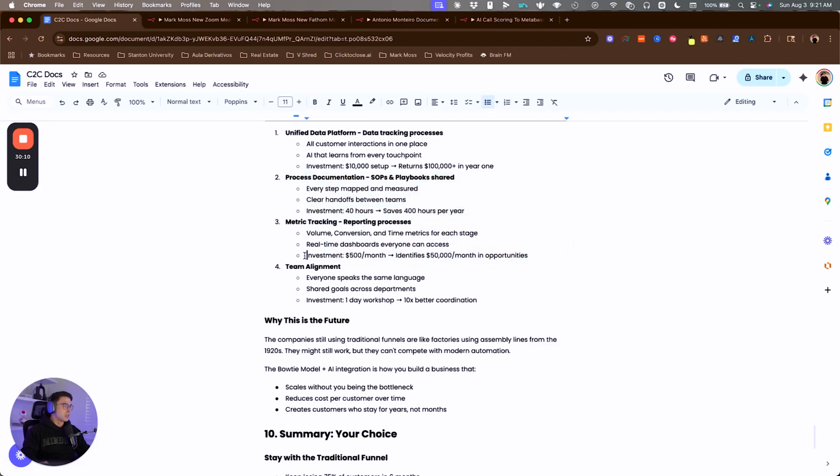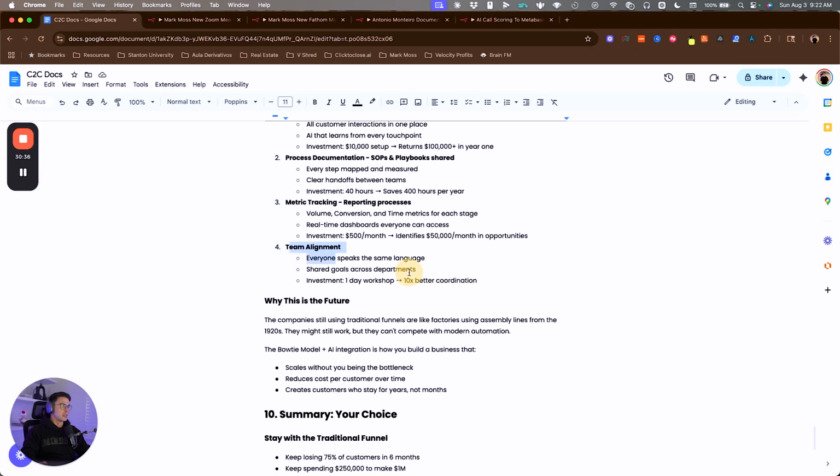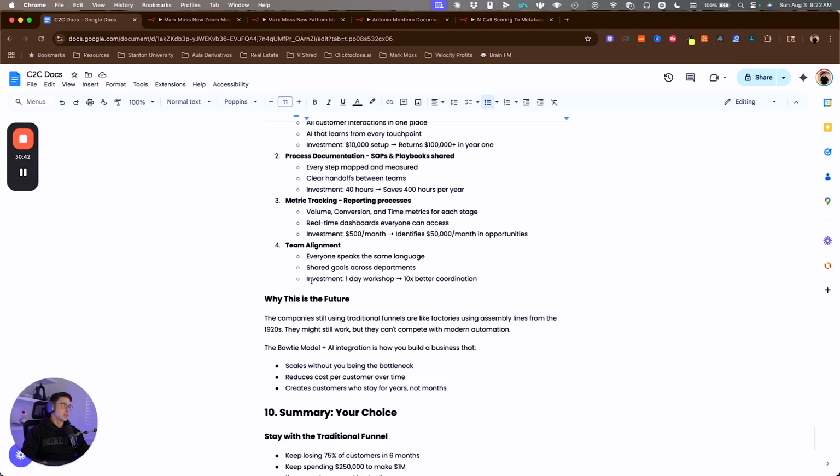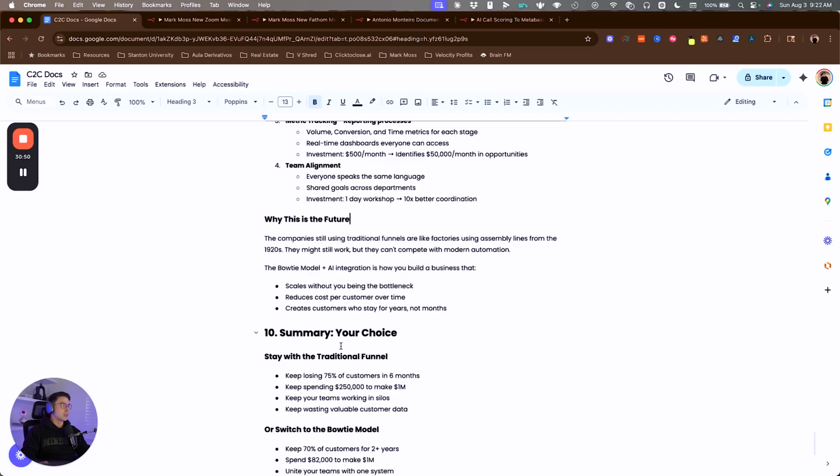The metric tracking is where we're going to be setting this up. Personally, we reduced $50,000 a year in reporting with this setup. We were using Plecto before. And with the setup that I'm going to be showing you, it's highly, highly scalable. If you have a sales agency, you can use it for all of your clients. And it costs really less than $500 a month. It's probably $100, $200, $300. So it's super, super profitable. And then the team alignment: everyone speaks the same language, shared goals, and the investment. Honestly, if each person on your team watches through this program, let them just watch this so they understand what they're building in terms of the Bowtie.